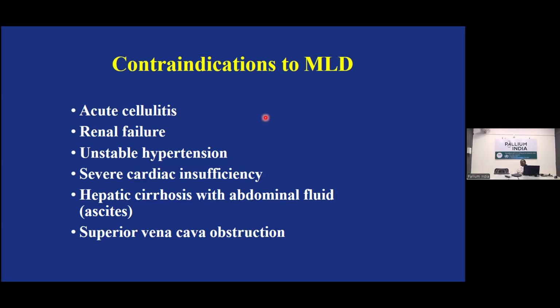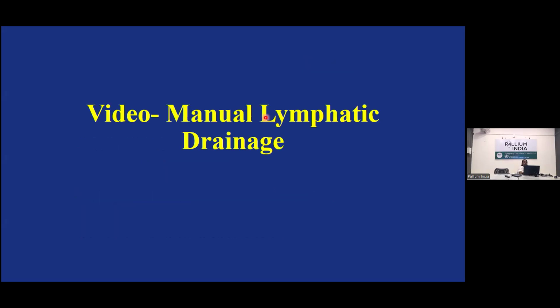You should not give active management, because if the patient has superior vena cava obstruction, what happens? The patient might develop breathlessness because there is already an obstruction there. Then you are going to push in fluid also, so there is a chance of overload. Through that, the patient might develop breathlessness. So we can watch a video on manual lymphatic drainage now, and then move to the next part.